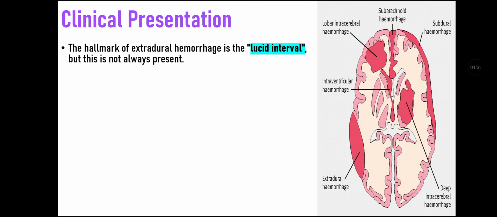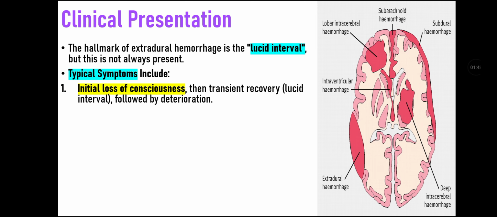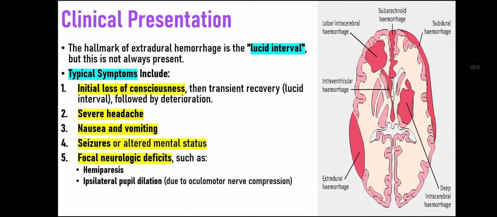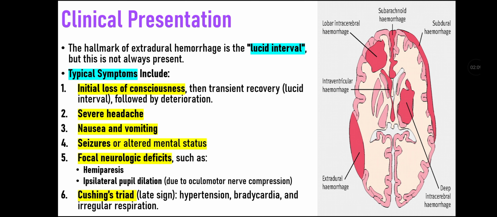Clinical presentation. The hallmark of extradural hemorrhage is the lucid interval, but this is not always present. Typical symptoms include initial loss of consciousness, then transient recovery, that is called the lucid interval, followed by deterioration. Then there may be severe headache, nausea and vomiting, seizure or altered mental status, and focal neurological deficits like hemiparesis or ipsilateral pupil dilation due to oculomotor nerve compression.